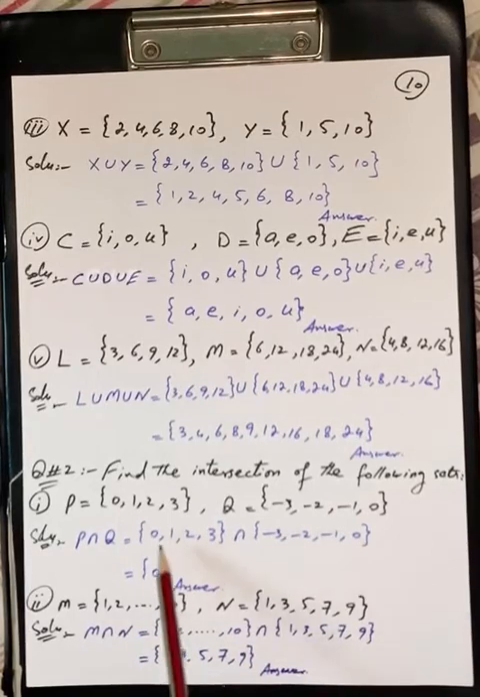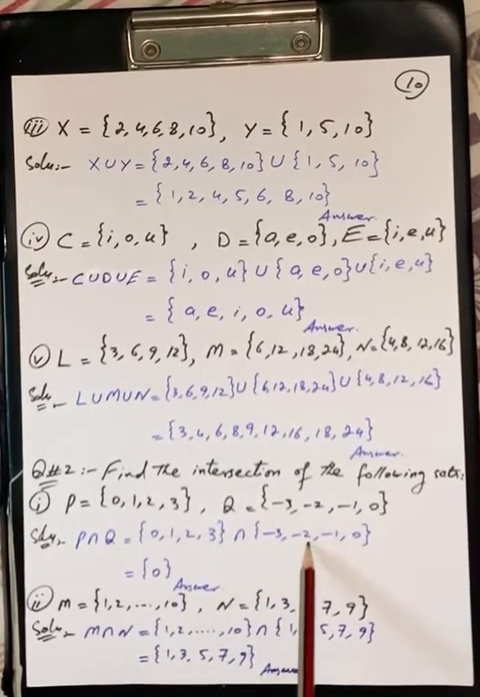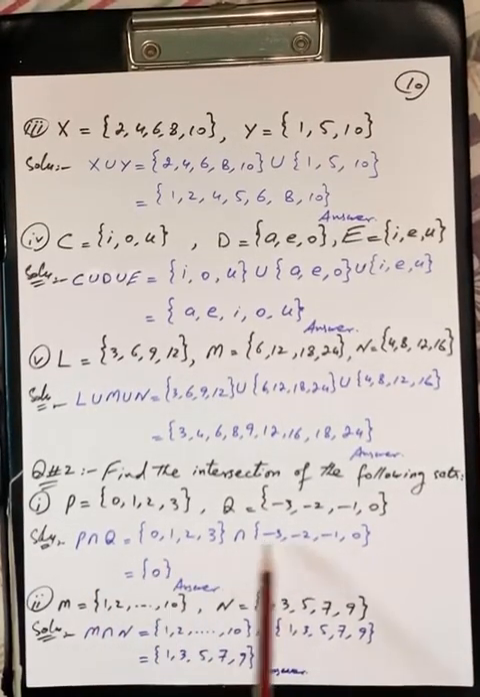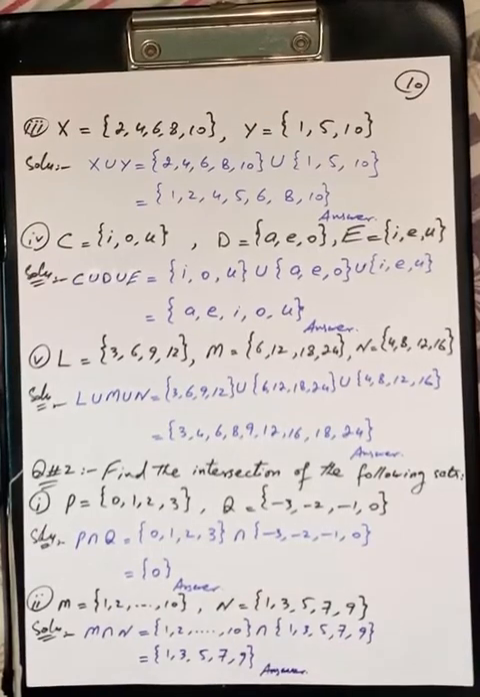Now here 0, here 0, 0 is common. Here is -1, here is +1, it is not common. -2, +2, not common. -3, +3, not common. Only 0 is common, so I write the answer 0 in the curly braces. Set M and set N are given in part number 2.